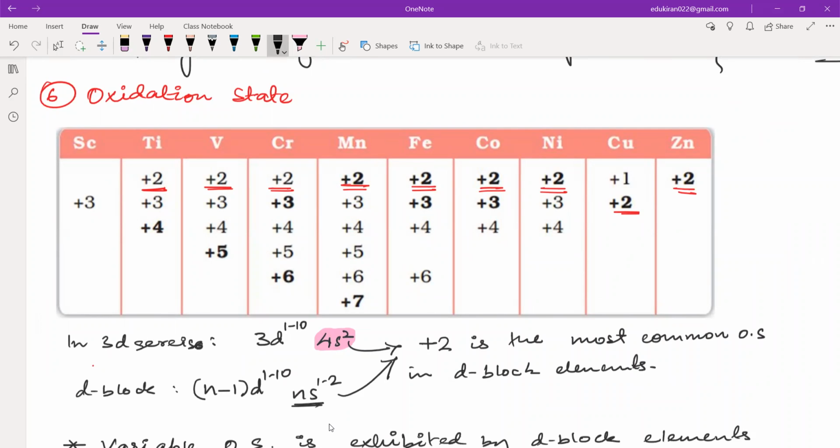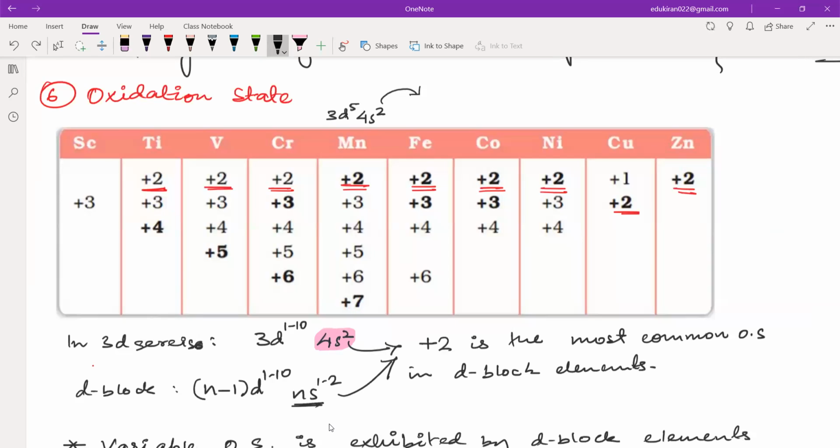If I look at the electronic configuration, we have 3d5 and 4s2, correct? When only these two electrons take part in bond formation, it will have +2. When one electron from 3d is also used, it will have +3. When another electron is shared, it will be +4, and so on. We can have up to +7 oxidation state.